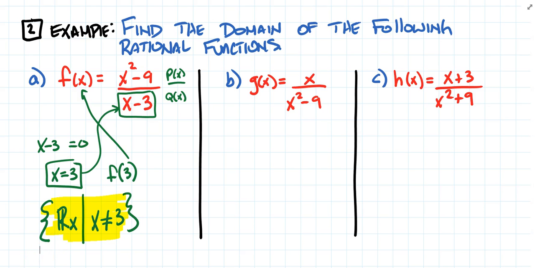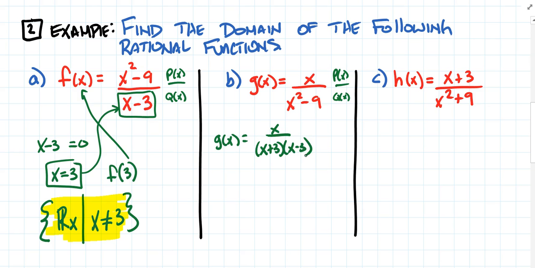Let's take a look at example B. It says g of x is equal to x over x squared minus 9. The numerator represents the p of x of the rational function. The denominator represents the q of x. So I have a polynomial divided by a polynomial. You'll notice in this case that my denominator, the one that I'm looking for to find the domain, is not factored. So we want to go ahead and factor that first. So I can rewrite g of x as equal to x divided by, hopefully you're recognizing this is the difference of 2 squares, x plus 3 times x minus 3.